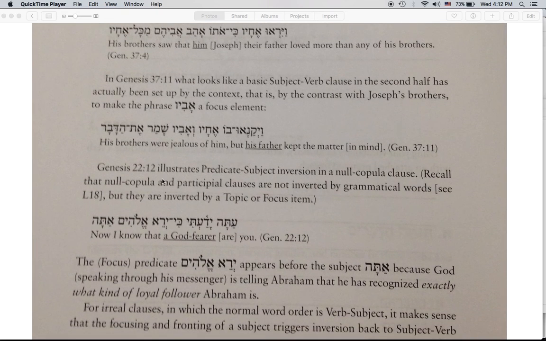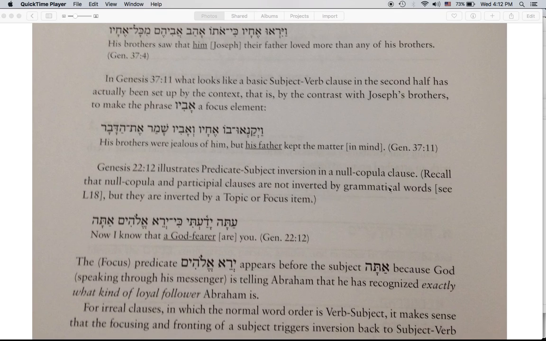Genesis 22:12 is pretty complicated grammatically, but it is a decent example of fronting for focus. So Genesis 22 verse 12 illustrates predicate subject inversion in a null copula clause. This is a clause that does not have a copula or a verb. Recall that null copula and participial clauses are not inverted by grammatical words.